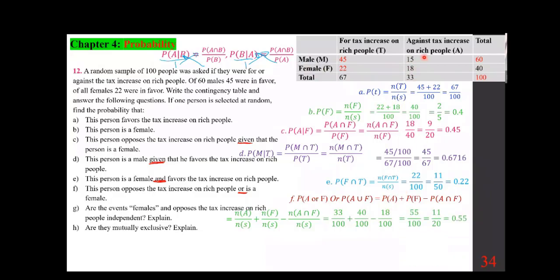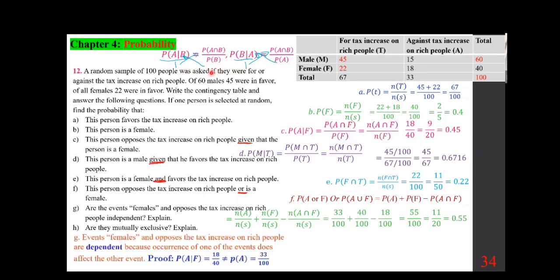Are the events females and opposes tax increase independent? And the next part, are they mutually exclusive? Now, as far as the definition is concerned, independency is simply put: the occurrence of one has no effect on the occurrence of the other. But just the definition is not good enough. You really want to go with the definition that comes from when I did the cross product, because that is the proof with math. That definition sometimes is hard to understand, which I just mentioned.